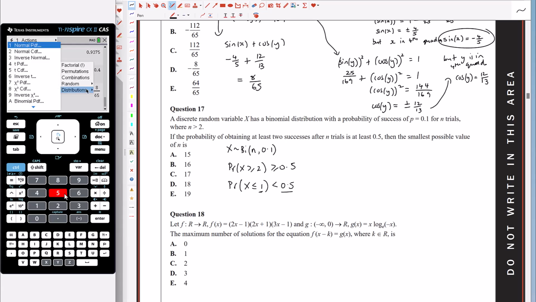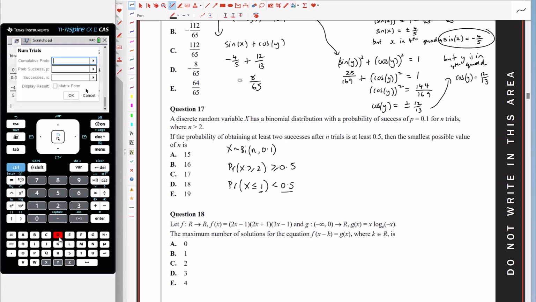So menu 5D for inverse binomial n. Cumulative probability. Because it's cumulative probability, we have to reframe this to be a less than or equal to, because it needs to be cumulative from the smallest values of x up to what is that probability. That's why we have to flip the statement around to use inverse binomial n. So the cumulative probability is 0.5. The probability of success is my p-value from my binomial distribution, that's 0.1. The number of successes is going to be this number here when I've reframed the inequality the right way around, and it must be a less than or equal to inequality, so it needs to be 1.